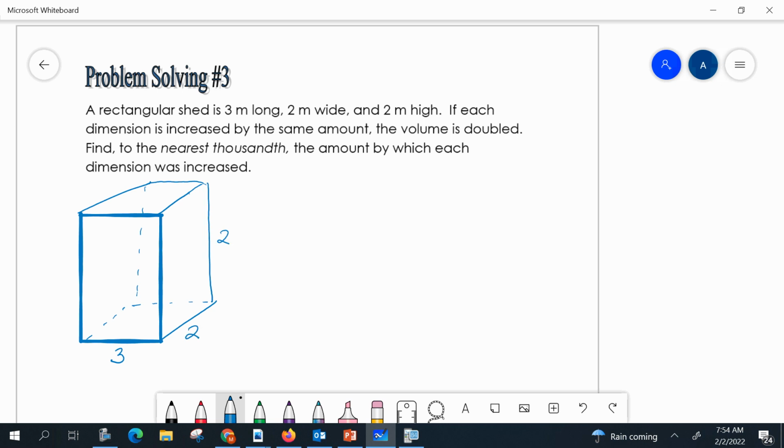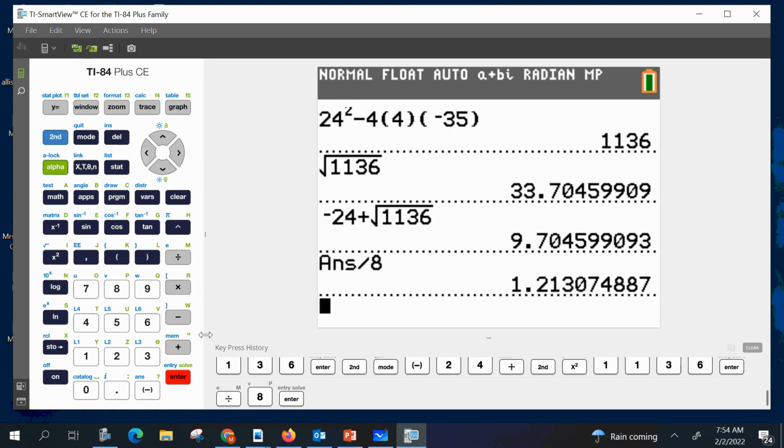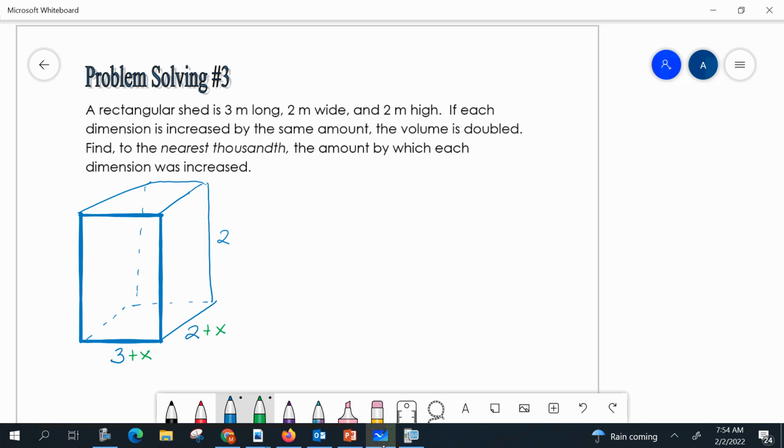high. If each dimension is increased by the same amount, increased by means plus x. And I don't know how much I'm increasing it by, so that's what I'm going to call plus x. So if we add x to all of the dimensions, the volume is doubled. So what is the original volume when we take 3 times 2 times 2? So 3 times 4, the original volume is 12.